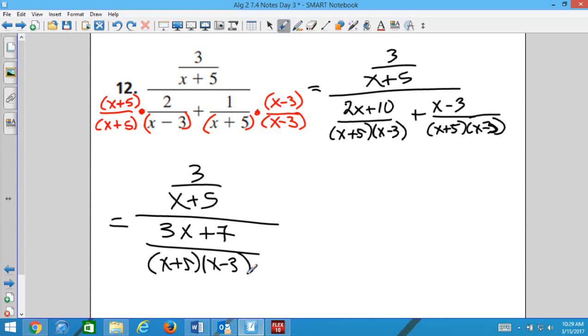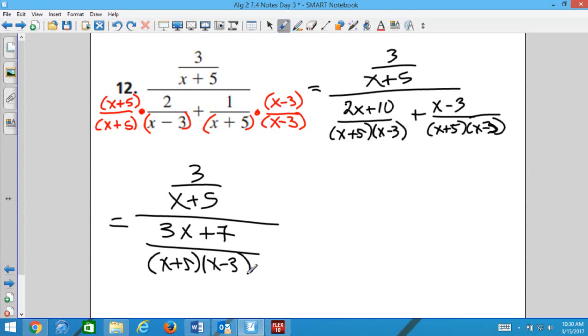Everybody know where I got 3x plus 7 from? What did I do? Kenzie, do you know how I have 3x plus 7? Tell everybody. You added the 2x and the x and the x. Right. I just added this stuff and combined my like terms in one step.